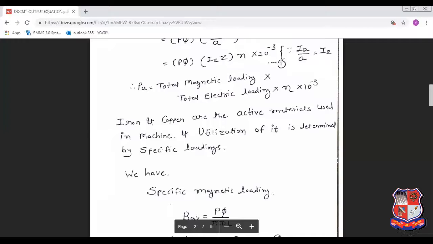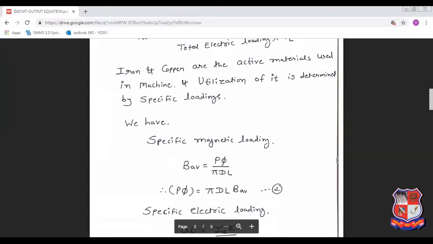I repeat again, total electric loading is the total number of ampere conductors around the armature periphery at the air gap. Now, iron and copper are the active materials in machines, and the utilization of these materials is determined by the specific loading. So, in the equation, we can use the specific loading instead of the total magnetic loading and total electric loading. First, we describe the specific loading.